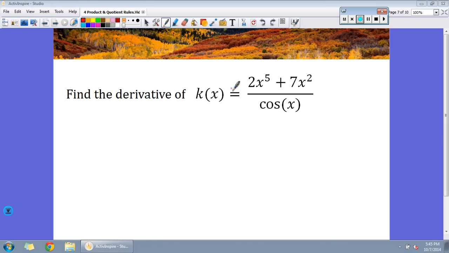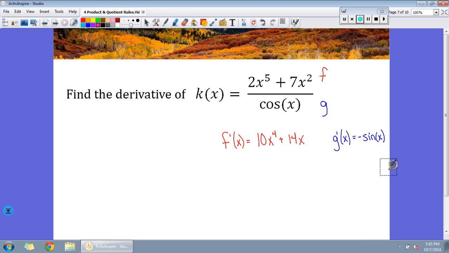To find the derivative of k of x, I'm going to make my numerator f and my denominator g. Then I'm going to take the derivative of my f of x to get 10x to the 4th plus 14x, and then my derivative of g of x to get negative sine x.